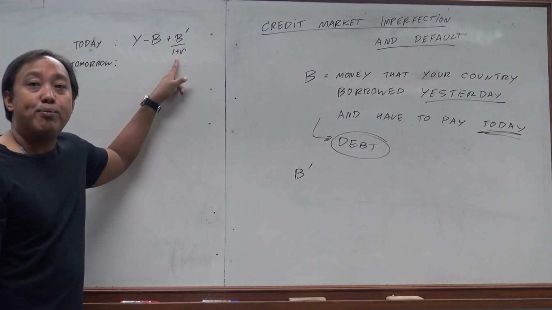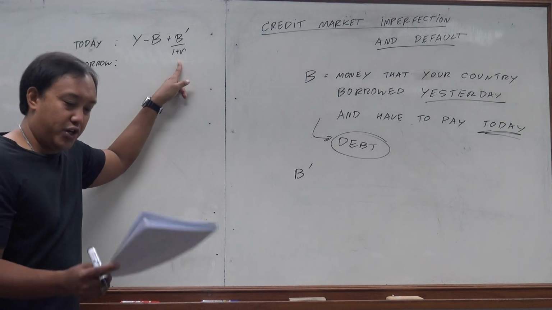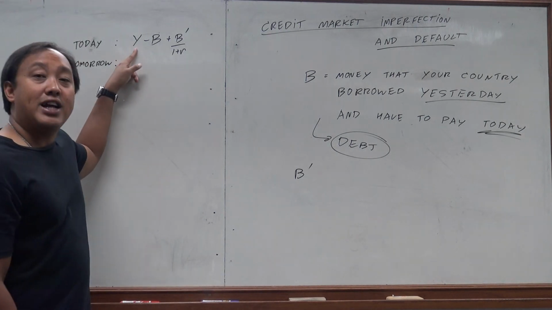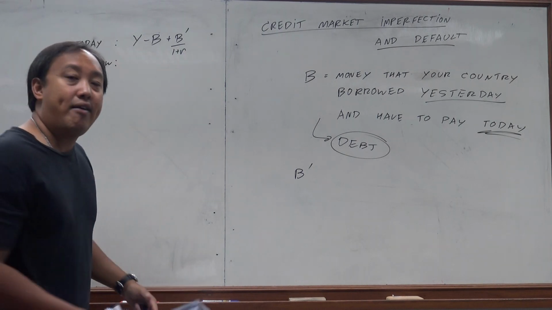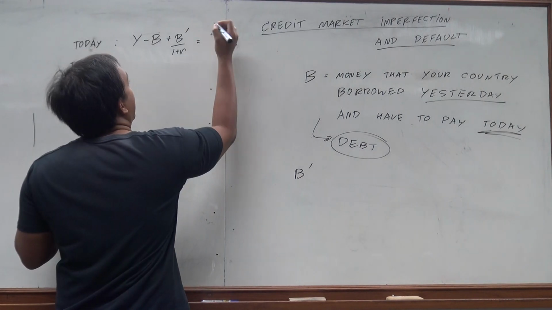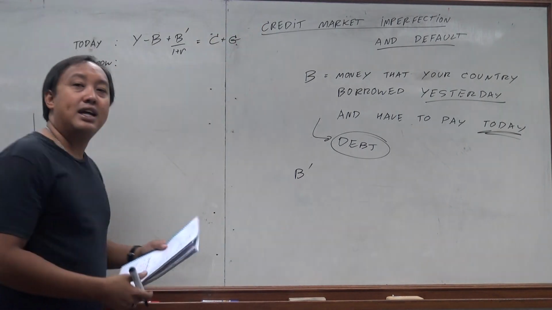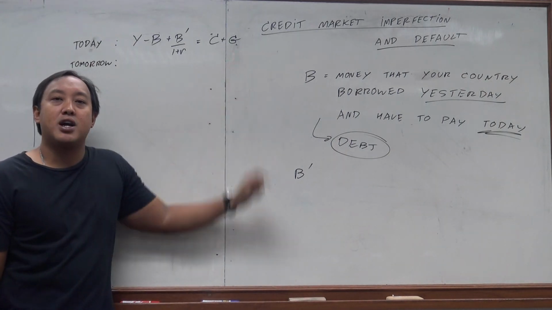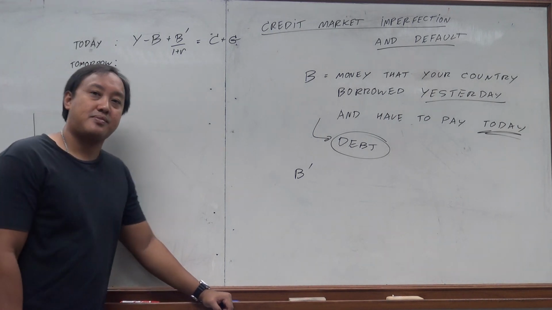So I'm going to divide it by 1 plus R to convert it to present value. The total money you have left from your national income today, after paying back your debt and borrowing more, you're going to spend on C and G: the spending from consumption and the spending from the government. So this is done for today.